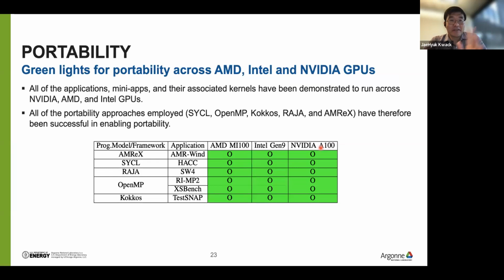And this is our first result. So we just built them using the same source code, right? Same source code, and then we built and ran the applications on 3 different GPU systems, and we could run it without changing the code. So all the portability layers, which are the SYCL model, OpenMP target offloading model, Kokkos, RAJA, and the AMReX framework, all of them work successfully. So we could get all the green lights from all the applications, which is great.